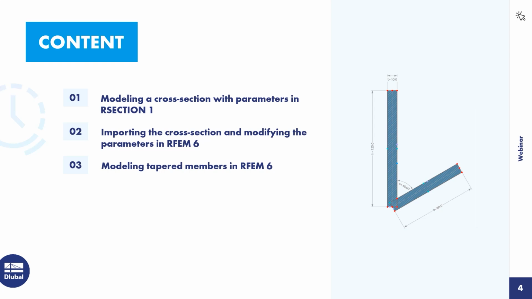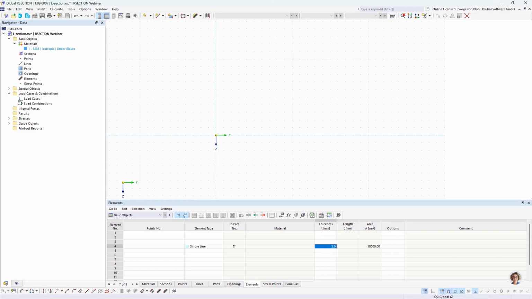Parameterized input allows model data to be entered in such a way that it depends on certain variables. These variables, such as length, width, or thickness, are called parameters. This allows you to create a series of cross-sections in different dimensions using just one cross-section. I would like to demonstrate this using the example of an angle cross-section. The leg lengths and thicknesses, as well as the angle between the legs, should be able to be defined variably.